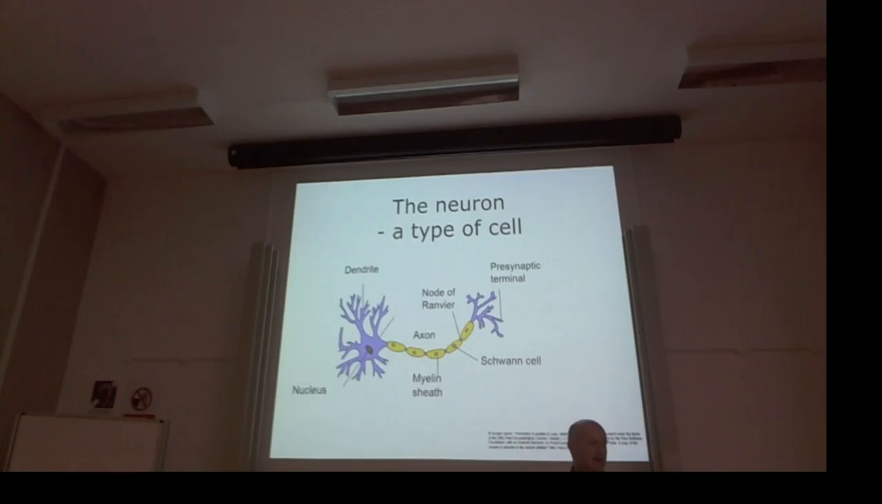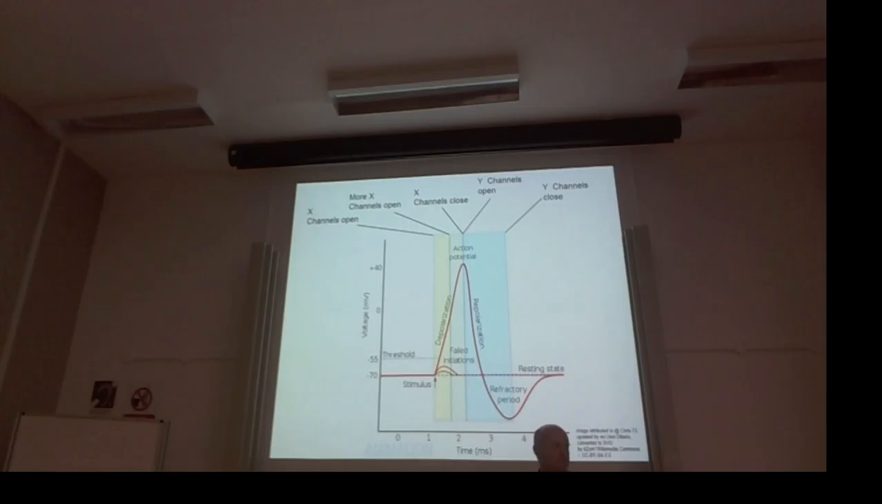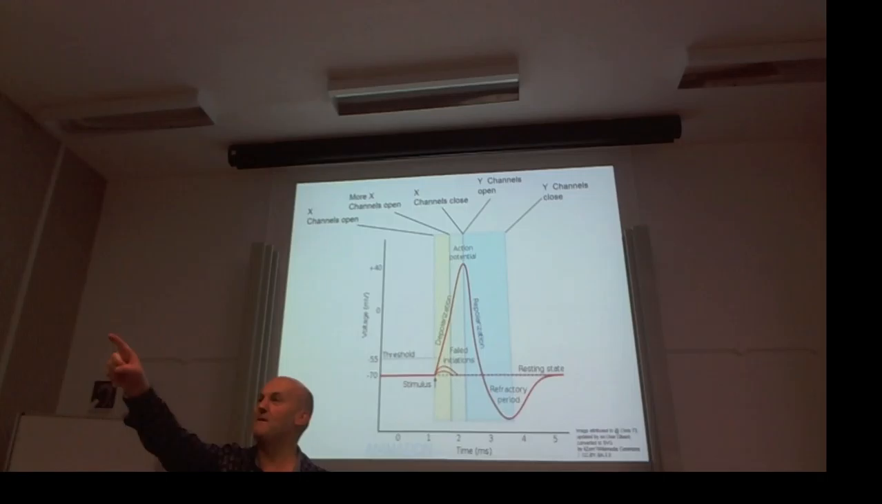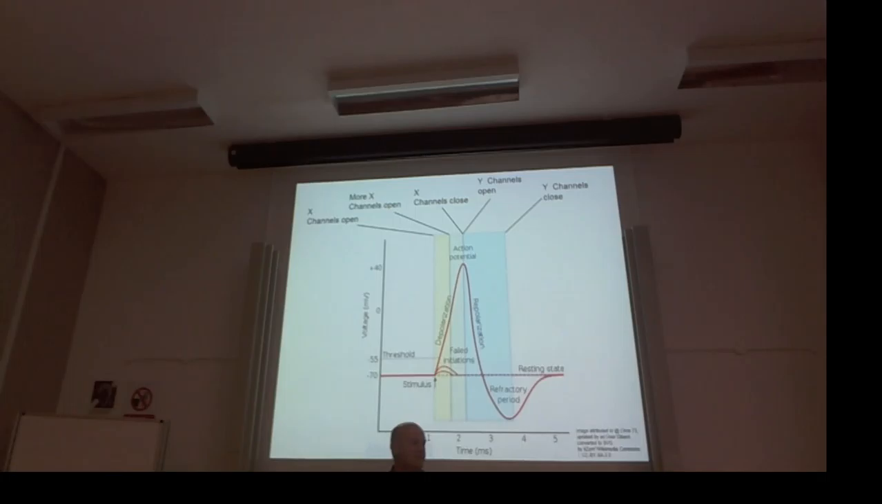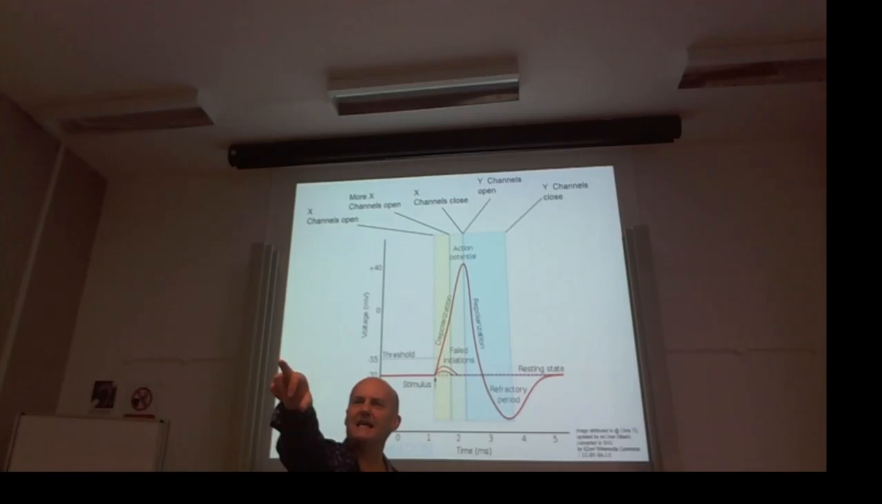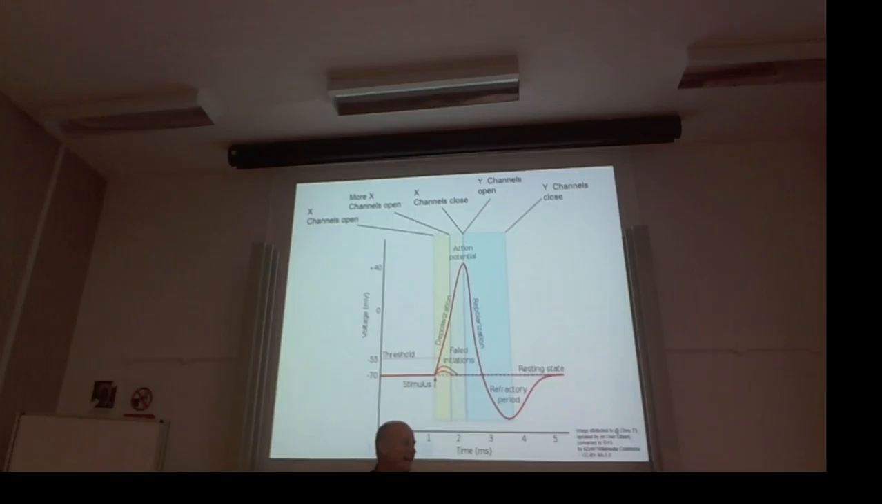Excellent. Okay. What about this? Do you remember this? What is X in this diagram? Can you put your hand up if you remember? Yes. Sodium channels. Sodium channels open. That's the first thing that happens. Then more channels open. The channels begin to close just as the Y channels open. Can you remember what the Y channels are? Potassium. Yes, that's right. Potassium ions. Potassium channels. Excellent. You're doing very well. There you are, those are the answers, so you can feel affirmed.